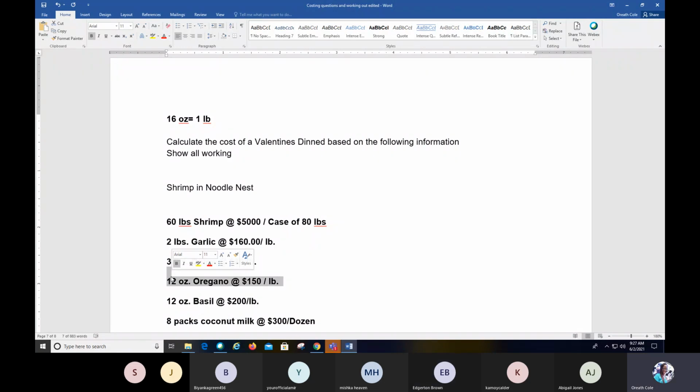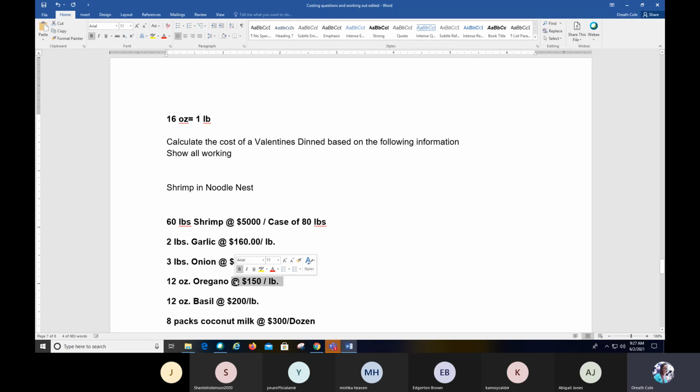Yes, excellent. We must find out how much is for 1 ounce, but how are we going to find out that? Divide. Divide what? No, it's not the 12. How much is in a pound? Listen to what I'm saying, please. How many ounces are in the pound? 16. So what this is actually saying is that 16 ounces of oregano costs $150.